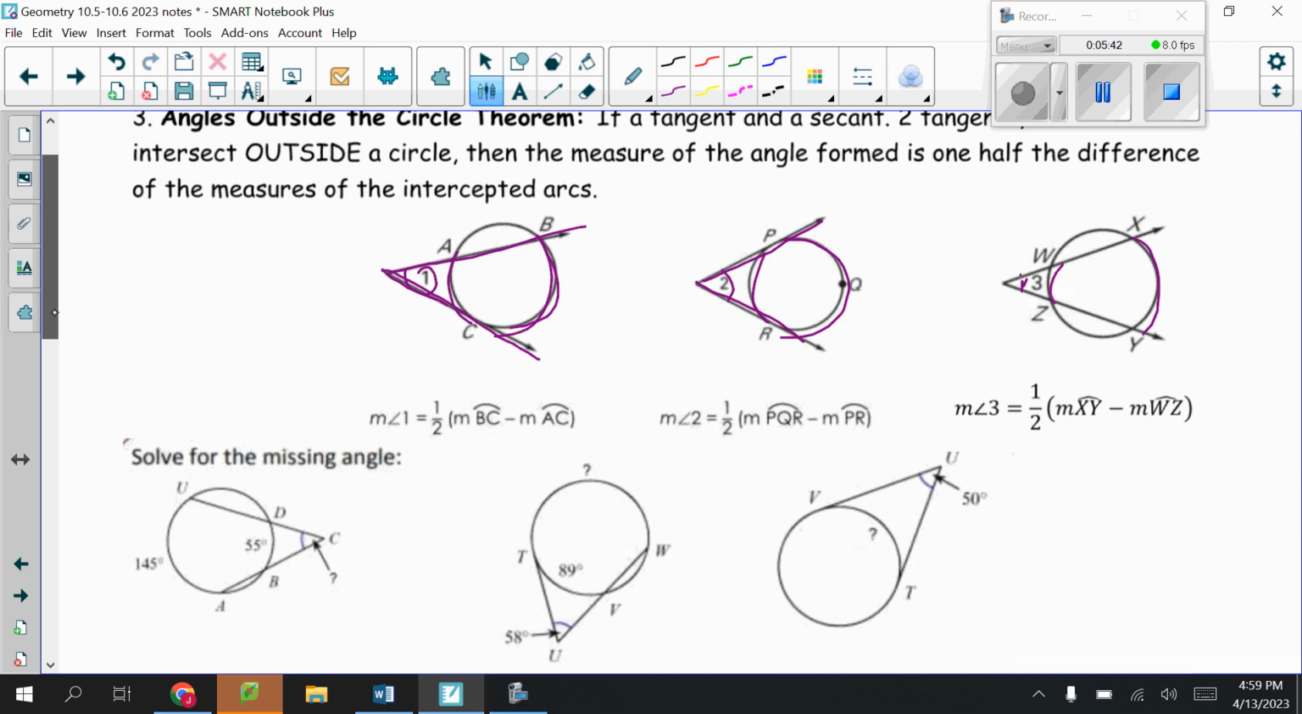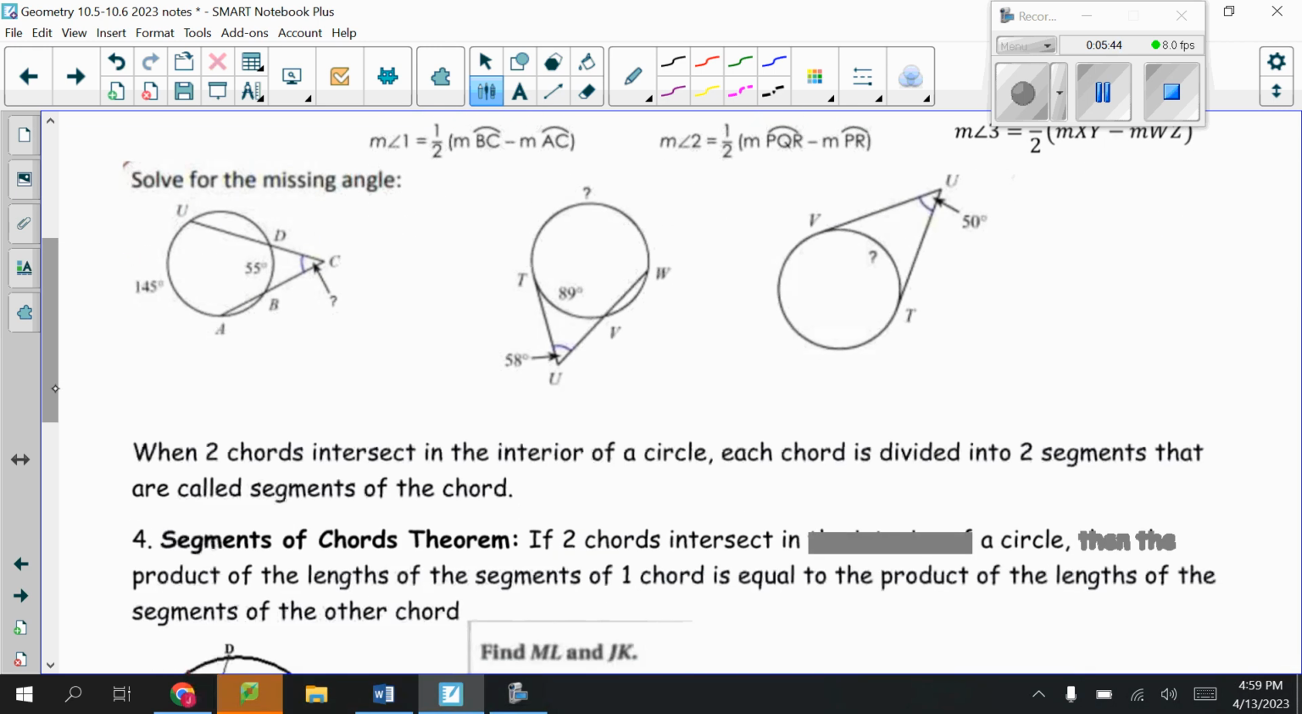So let's try some of those. To solve for the missing angle, again, 3 different pictures, all the same formula. So I'm looking for this angle right here. I'm just going to call that X. So I'm going to say X is equal to 1/2. This great big arc out here is 145 minus the little arc inside, 55.